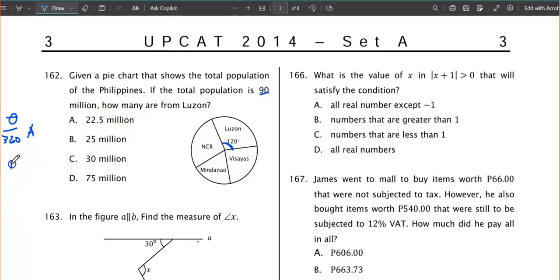So our angle is 120 over 360 of 90. That is 1/3 of 90, which is 30 million. So that's letter C.